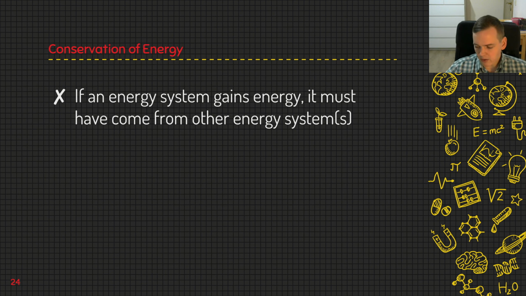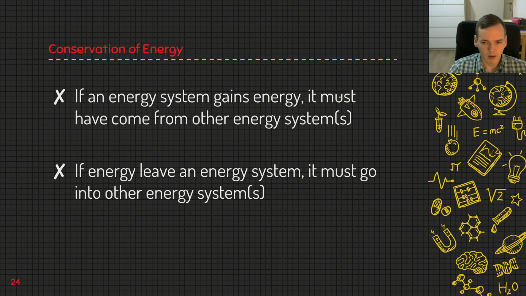So we've already talked about energy being conserved. And this just means if an energy system gains energy, it must have come from other energy systems. If energy leaves an energy system, it must go into other energy systems. So energy can't be lost, created, or destroyed. It just moves from one place to another. So if it moves from kinetic energy, it's got to go into gravitational or thermal or any of these other places. And so mathematically, there's two ways of looking at this.